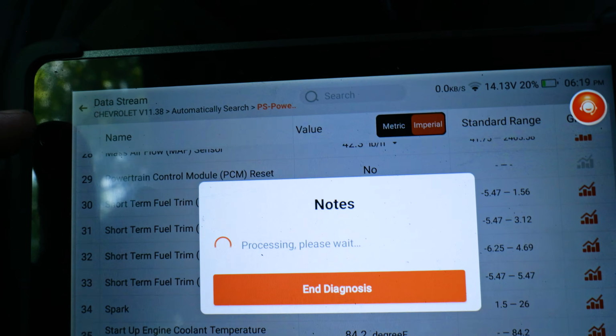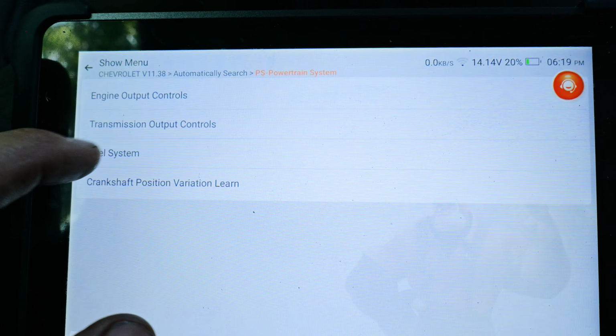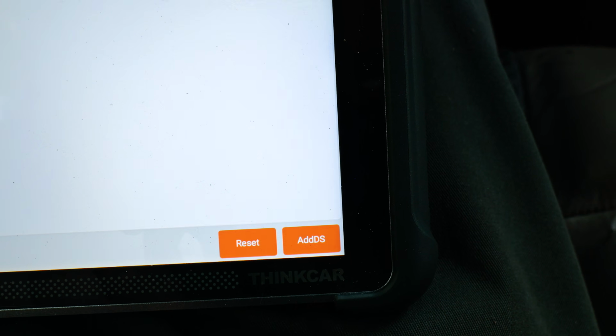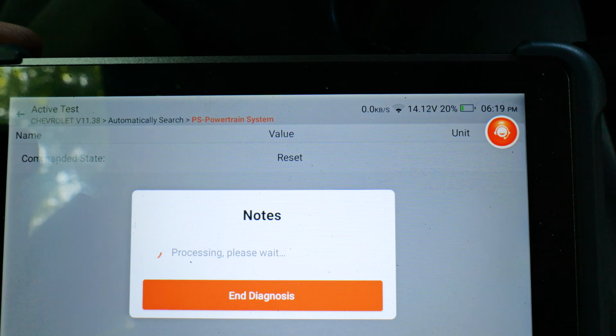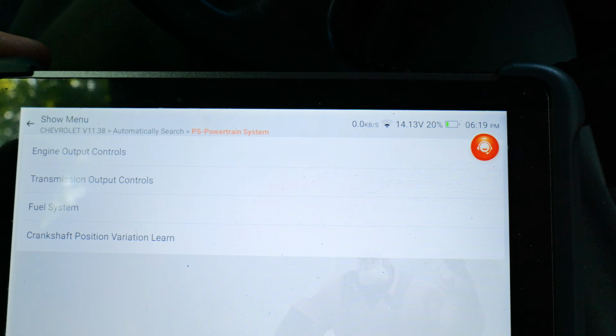Come over here. There's a special function in here. Special function, fuel system, fuel trim reset. Reset it. All right, there we go. Now it's gonna relearn. And this is done, guys. It's running great now. We are good to go.